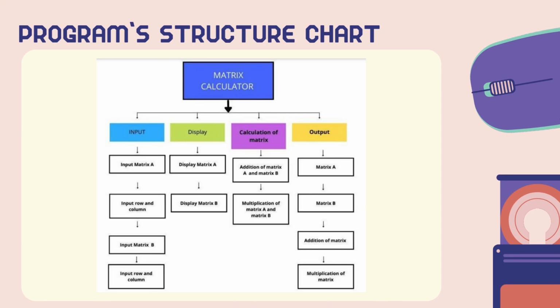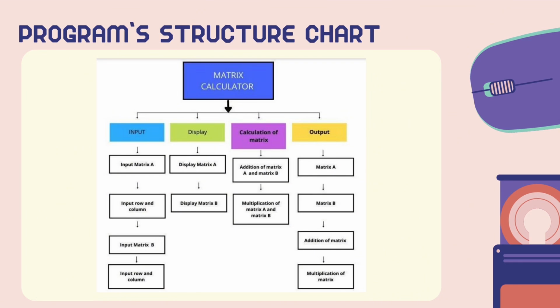First, input module. This module is responsible for collecting user input for metrics. Under input, there is input metric A where users specify the number of rows and columns. Then, input metric B. Similar to metric A, users provide the dimension and elements for metric B. Second, display module. This module is responsible for showing the entered metric on the screen. Display metric A function displays the content of metric A after input, while display metric B function displays the content of metric B after input.